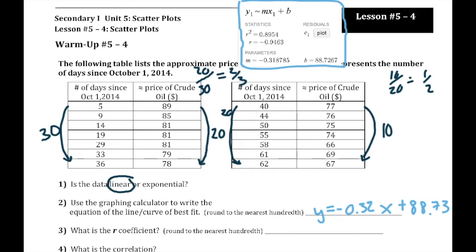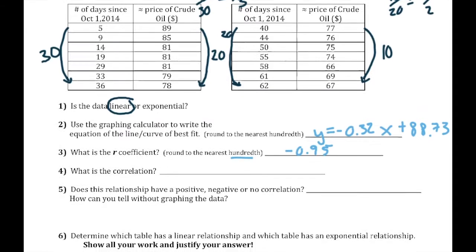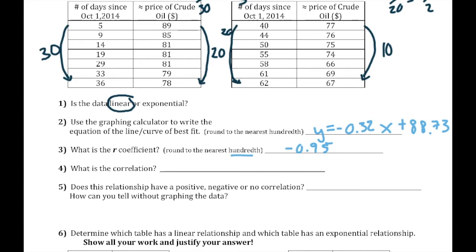Okay, so there's our equation for our line of best fit. Next, we're going to look at the correlation coefficient. That's the R value. And we're going to round this to the nearest hundredth. So we're going 2 decimal places, 9, 4, but the 6 tells us to round that up. So it's going to be negative 0.95. So what does that correlation mean?